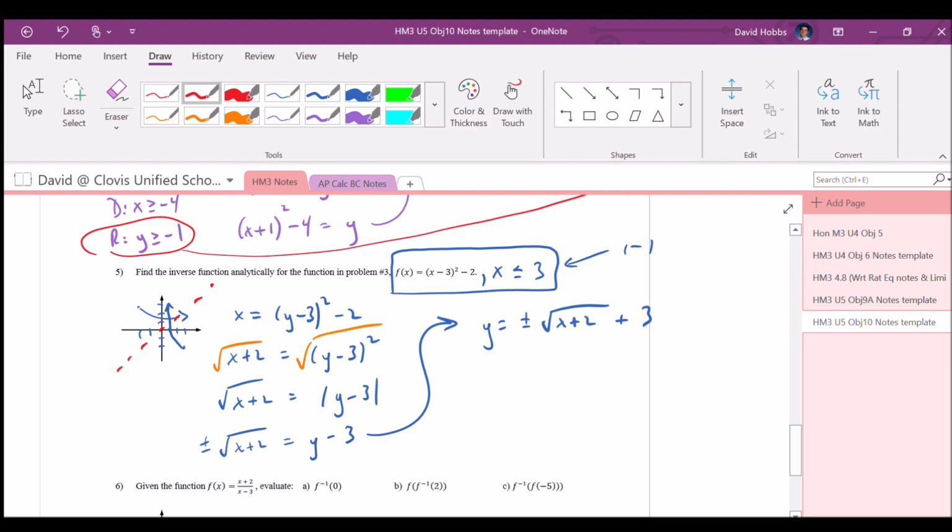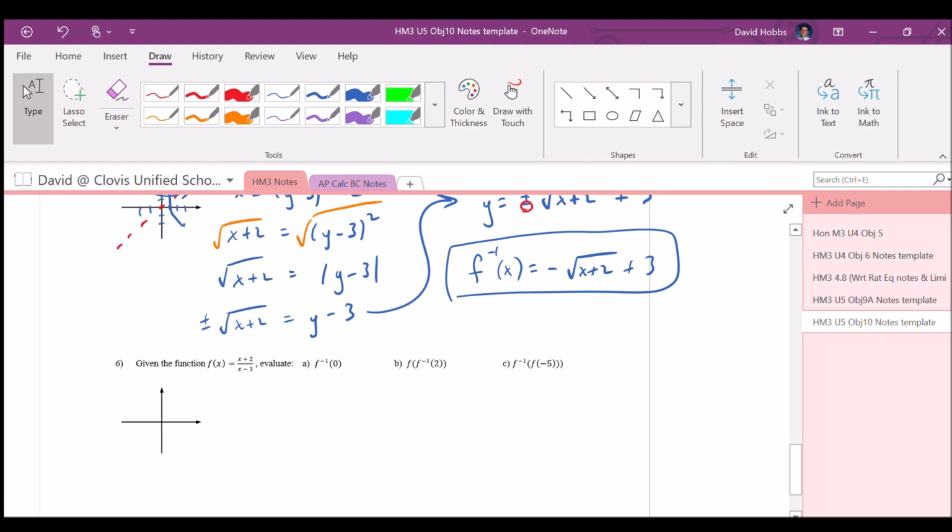Or again, you could pay attention to domains and ranges. The domain on the original becomes the range down here, so x less than or equal to 3 becomes y less than or equal to 3, which tells us we're going to want to do the negative. And so now we're writing inverse functions: f inverse of x is negative root x plus 2 plus 3.